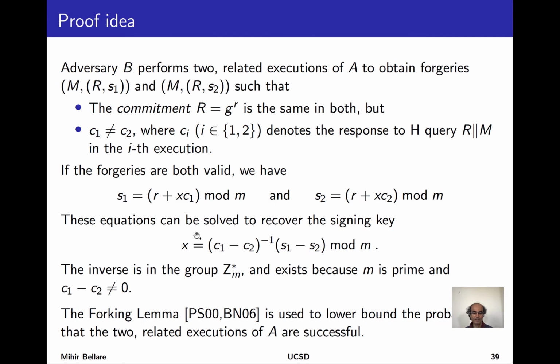Now, this is a rough description of how the inverter proceeds. We also, however, have to analyze its success probability and see, for example, why those square roots are entering and things like that. And that's a little delicate. There's something called the forking lemma that's used to lower bound the probability that these two executions of A related to each other are successful in the sense that these conditions are met. And we have to apply that to actually conclude the theorem.